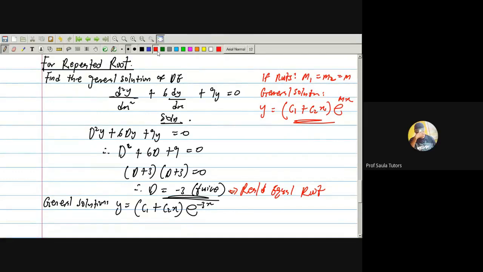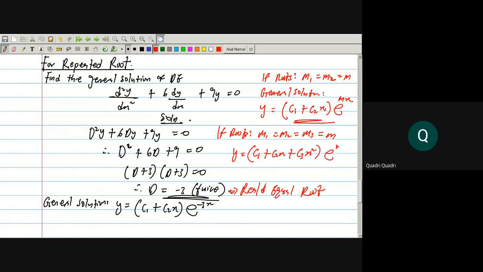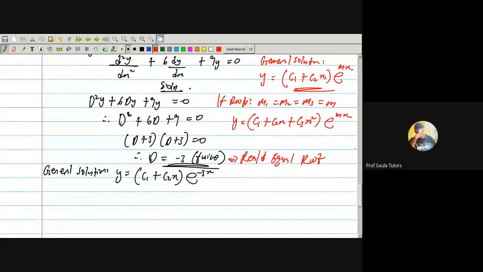Let me now assume that the roots are m1 equal m2 equal m3 equal m. What if there are 3 equal roots? How do we do it? It's simple, same way. You say y equal to, observe the pattern now, C1 plus C2x plus C3x squared, exponential mx. Do you understand? And if there are 4 roots, how do I do it? C1 plus C2x plus C3x squared plus C4x cubed, exponential mx. Exactly, that's the pattern.